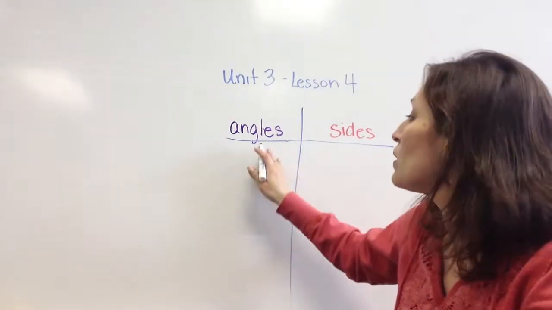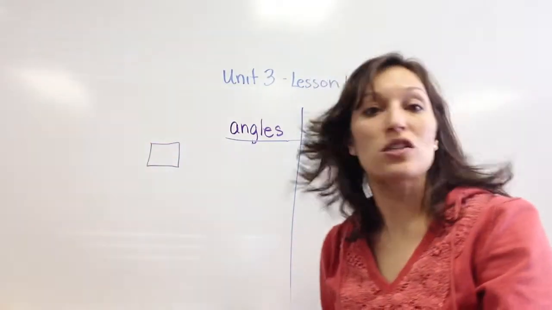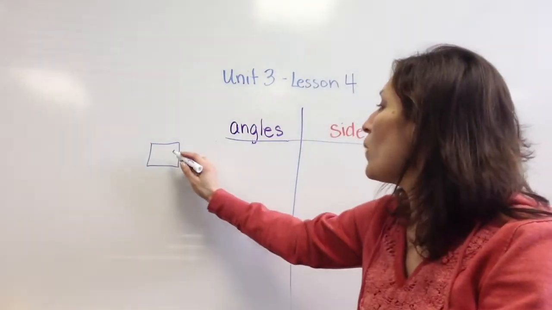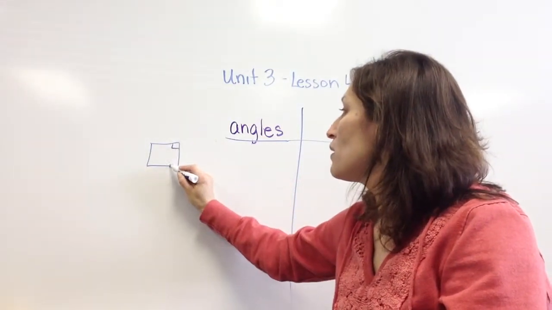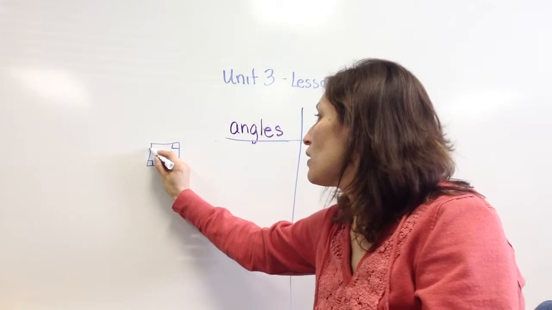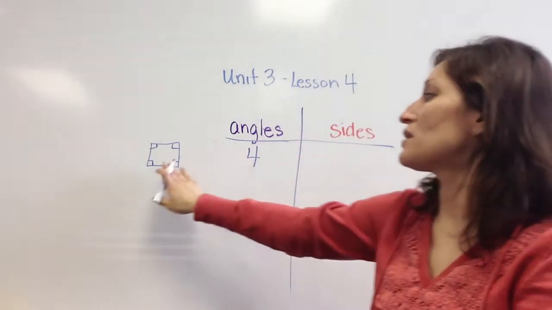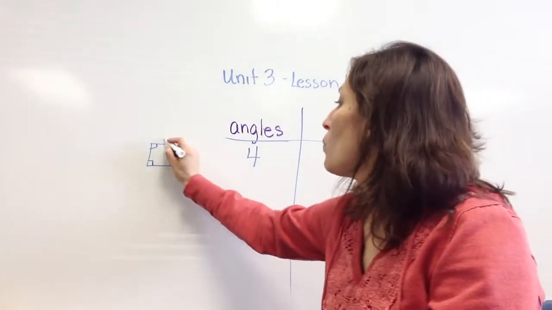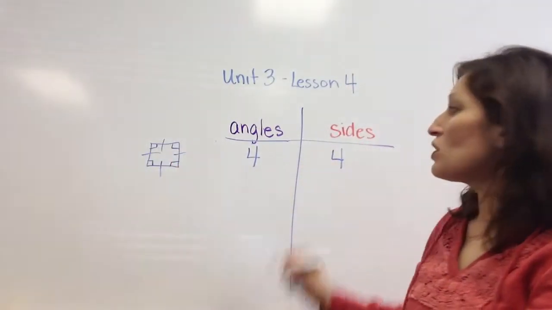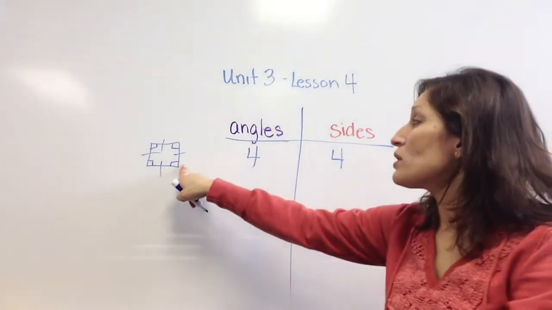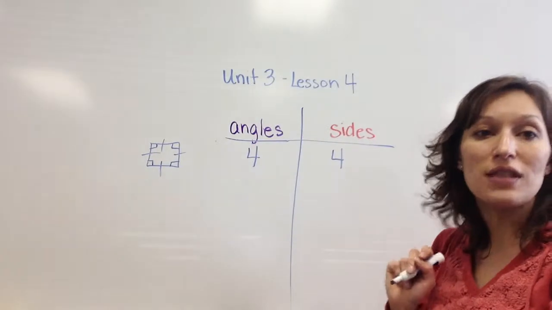Okay, so let's talk about the shape right there. That's a square, right? A square has how many angles? Let's find out. 1, 2, 3, 4. It has 4 angles. How many sides does a square have? 1, 2, 3, 4. 4. So I'm noticing that for a square, the number of angles matches the number of sides.